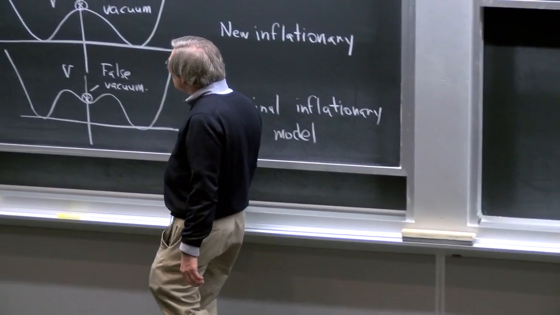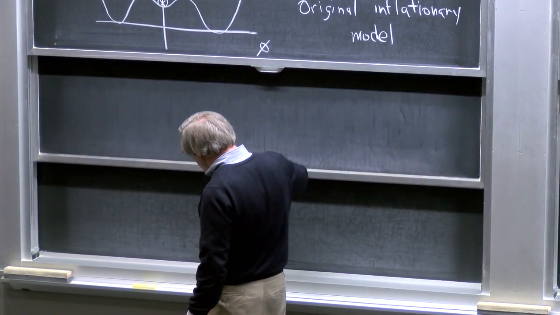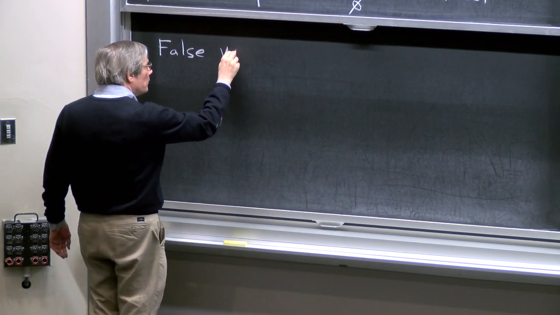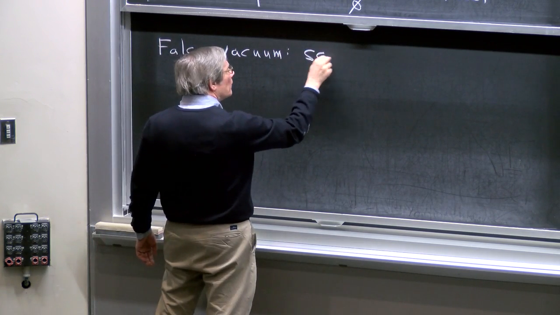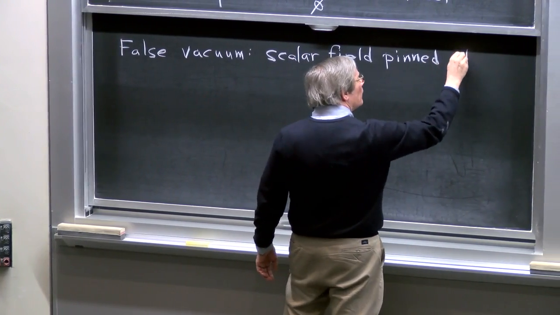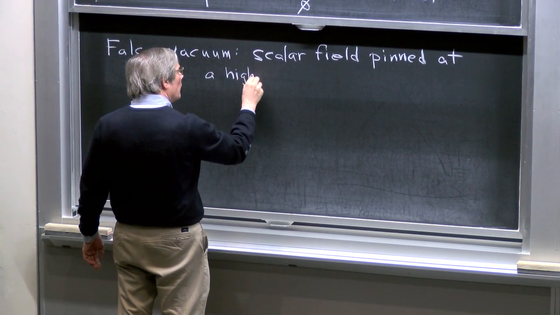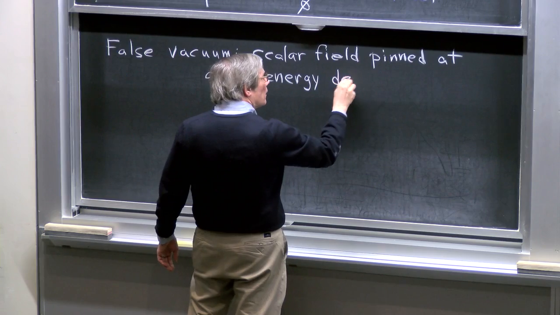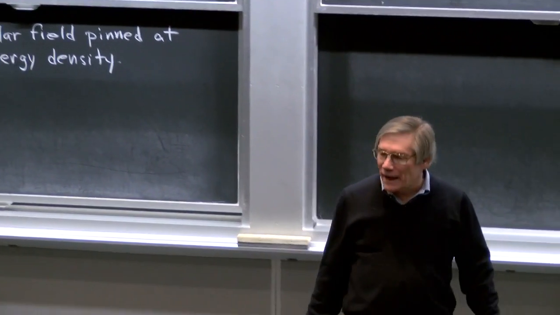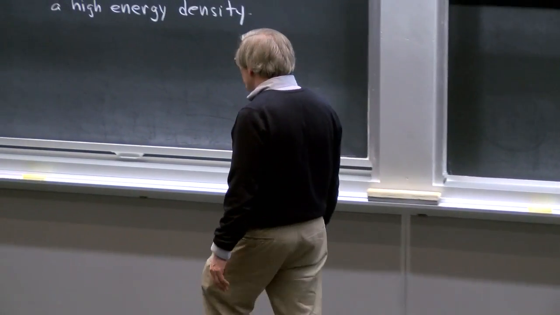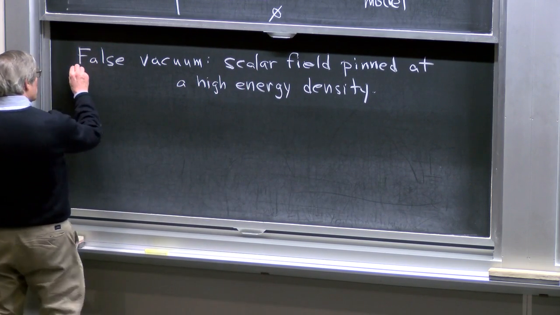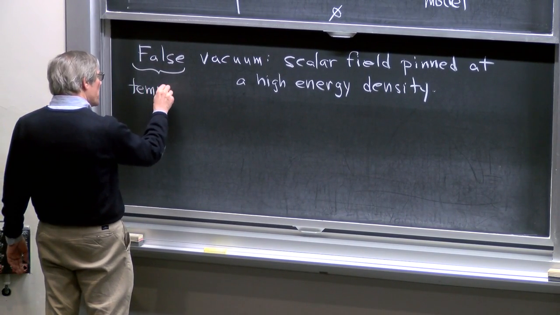So the characteristic of this state called the false vacuum is that the scalar field is pinned at a high energy state. Scalar field is pinned at a high energy density. And by pinned, I mean the energy density just can't change quickly. In general, particle physicists use the word vacuum to mean the state of lowest possible energy density. When we call this a false vacuum, we're really using the word false in the sense of the word temporary.